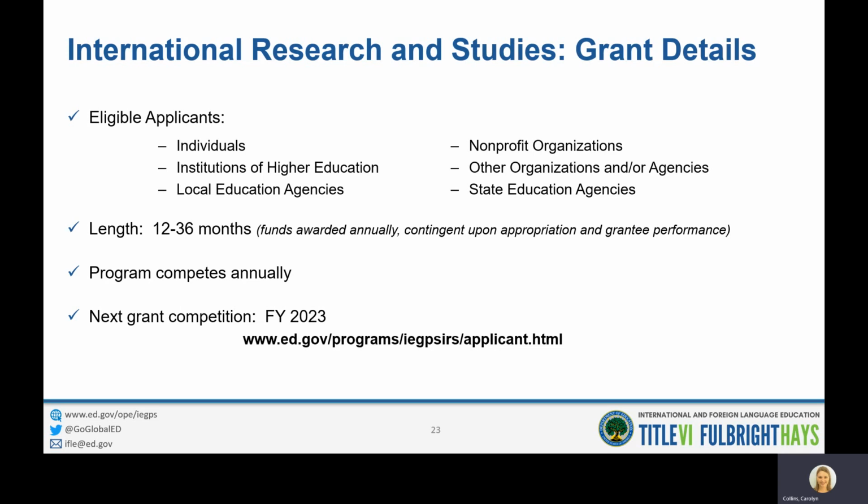And then after the applications are reviewed, if your project is selected for funding, the program officer for the IRS program will work with you to determine the right time frame, what makes sense for the study and funding. The IRS program competes annually, and the next grant competition will take place for fiscal year 2023. So if you're any of these eligible applicants and you are interested in applying, please go to the URL listed where you can learn more about what an IRS application consists of, and where you can keep posted on new updates for the next competition.